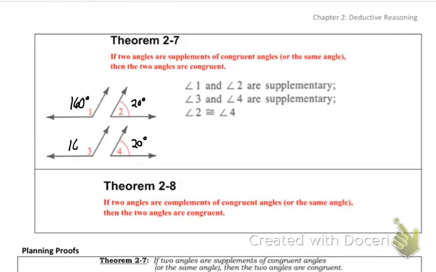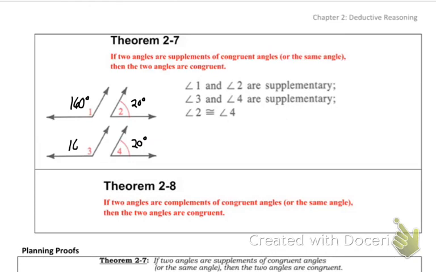And theorem 2.8 is the same thing, just with complementary instead of supplementary. So when you're going to look out for this theorem is if I say two angles are complementary. Like if I say angle 2 is complementary to this angle, and this angle is complementary to this angle, you're going to immediately think 2.7. You see two complementaries in a row. All right, but that's all it says.